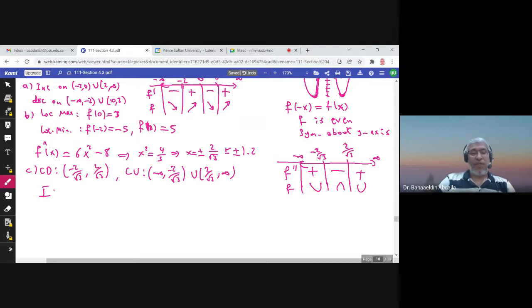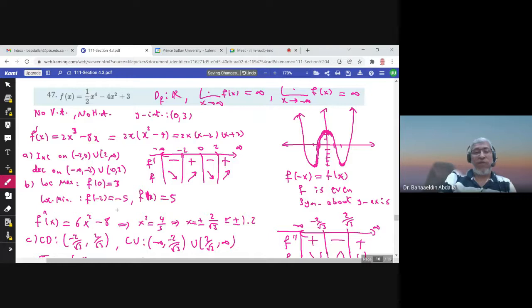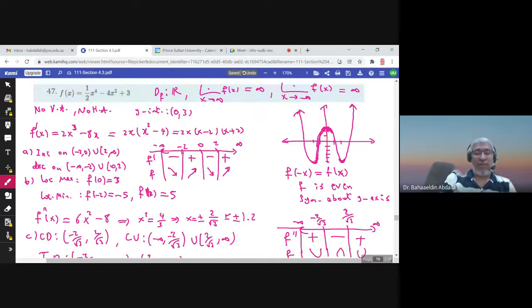And inflection points, I have two inflection points: negative 2 over square root of 3 and f of negative 2 over square root of 3, and also 2 over square root of 3 and f of 2 over square root of 3. Both will give the same answer because the function is symmetric about the y-axis.